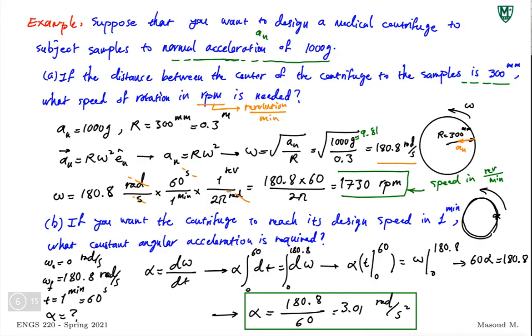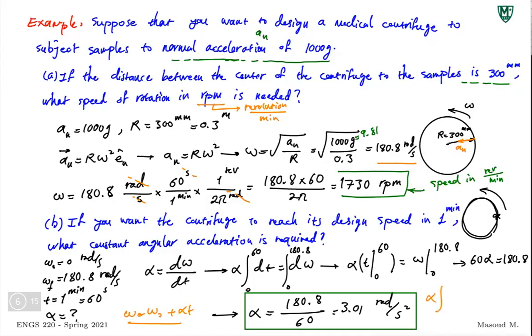All right, so any questions on this one? Go ahead, Jess. Can we use the formula omega is equal to omega naught plus alpha t? You mean this one? Yes, that one. Yeah, this formula comes from this integral. You can use that if you're comfortable with that.